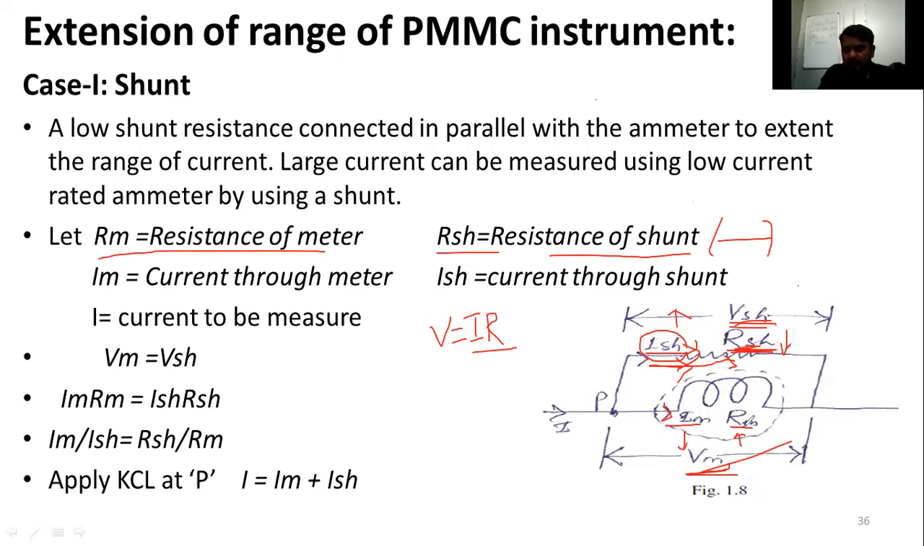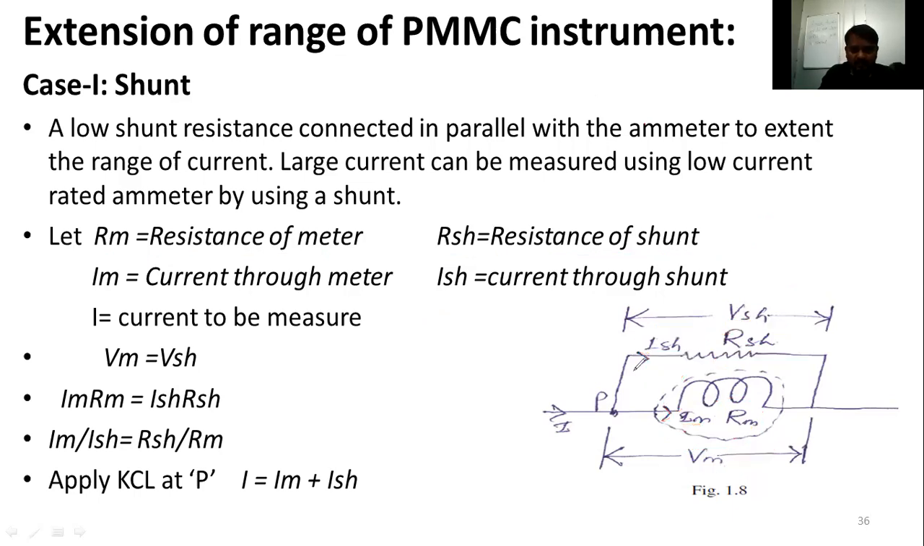Try to give the reply, all of you. The product of IM and RM will give the VM value. The product of ISH and RSH will give the value of VSH. But VM equals VSH. The voltage across the parallel resistance is equal to the voltage across the meter also. So, based on the property of a parallel circuit, we can say VM equals VSH.